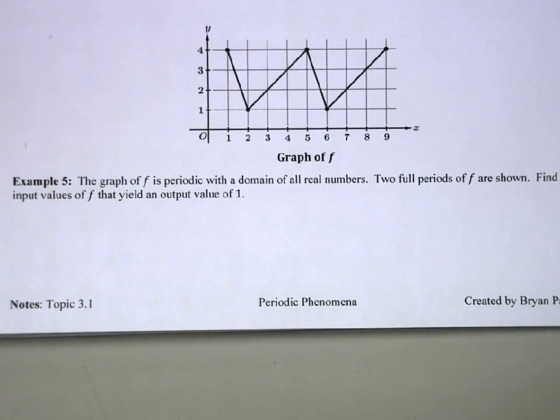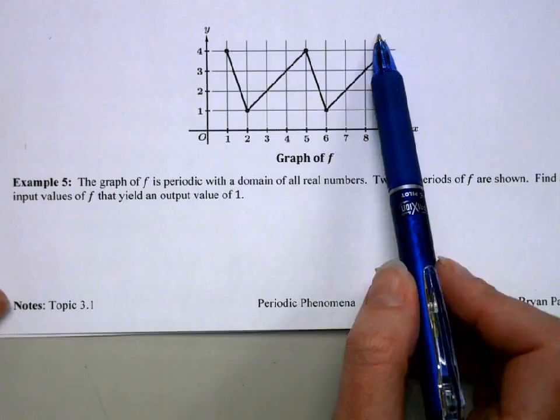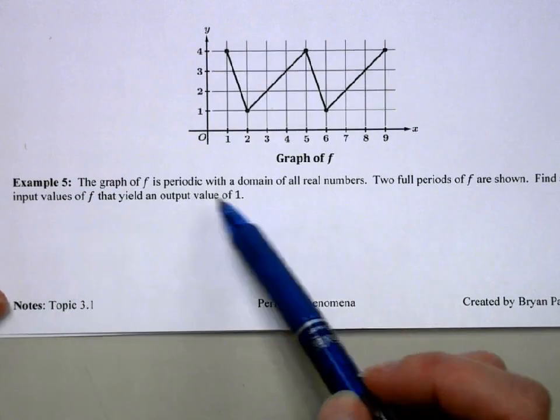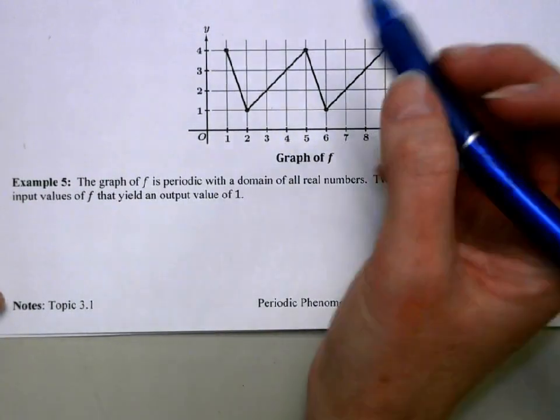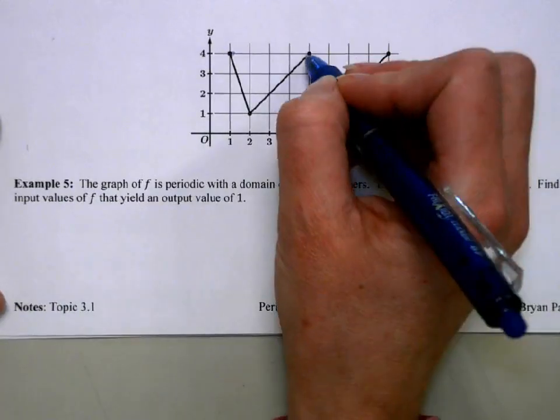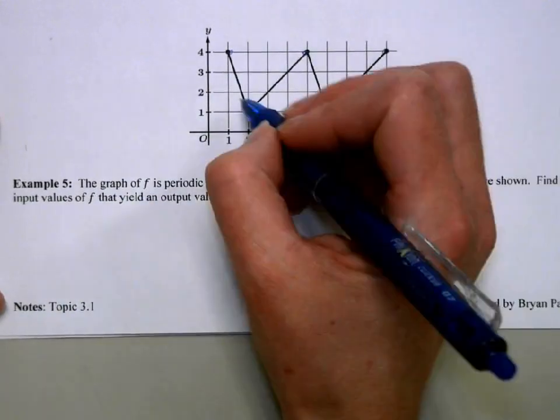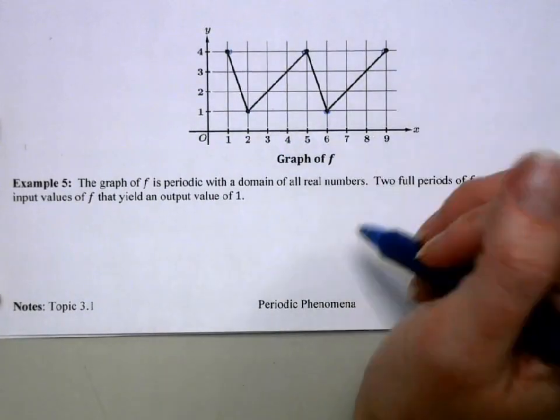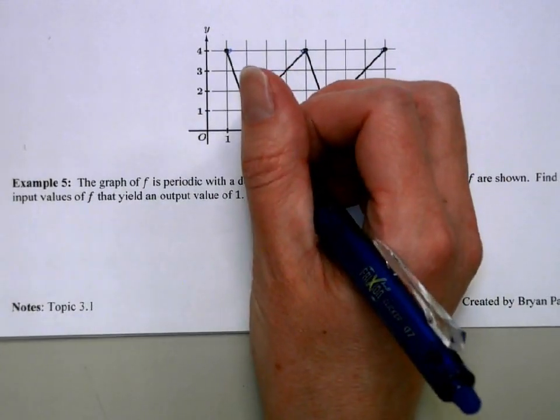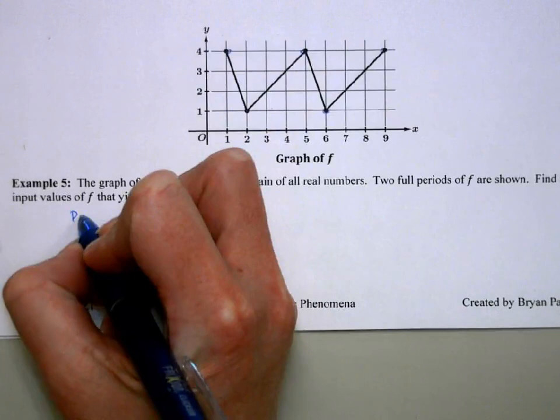Okay, next, the graph of f is periodic on the domain for all real numbers. Two full periods are shown. Find all the values of f that yield an output value of 1. Okay, well, an output value of 1 would be here, 1, here, and repeated. So I'm going to write this as, so we've got a period of 4.